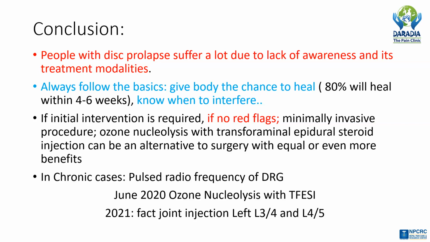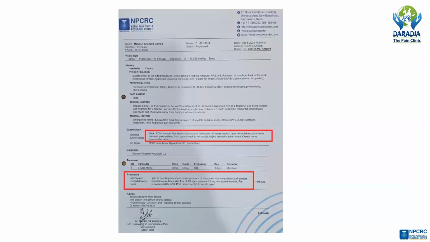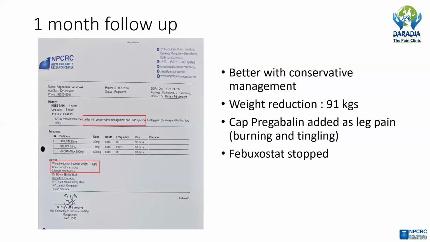One doubt regarding the knee pain, sir, where you said the uric acid is high and you started Febustat. Again, after 1 month, the patient was having fewer symptoms and you stopped Febustat. If there is just a high uric acid, should we start Febustat and stop it after 1 month, sir?